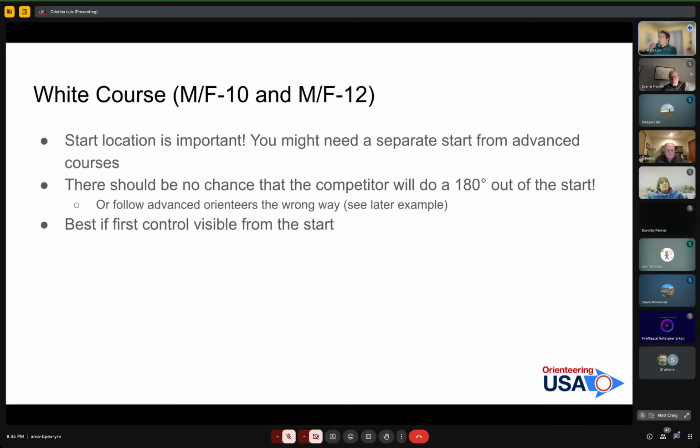Most of that is to make sure... the most vulnerable time for a white or yellow competitor is the very beginning, getting started. I've seen a lot of people go the complete opposite direction from the start, because they didn't come from anywhere, so they don't know which way they need to continue. So having a place where it's very clear which way you need to go from the start, and you don't have the confusion of other people running in different directions, is pretty important.